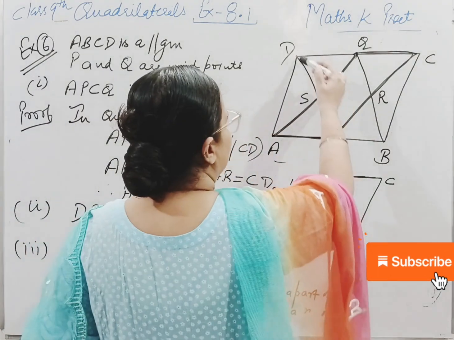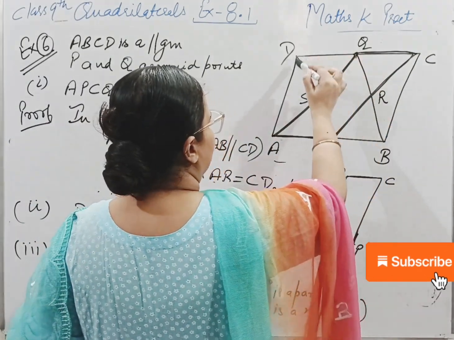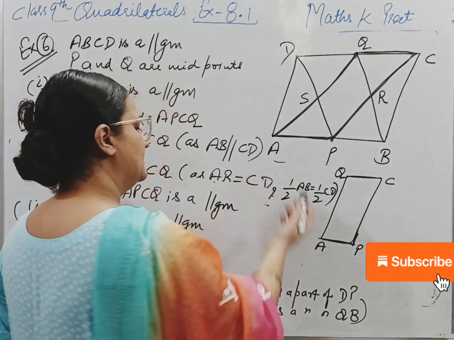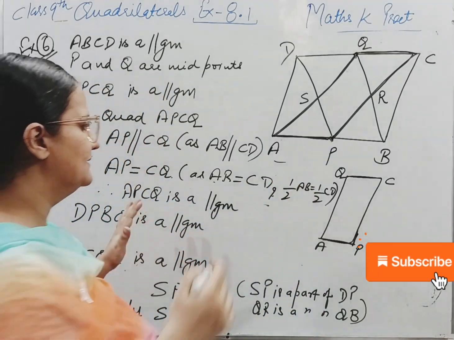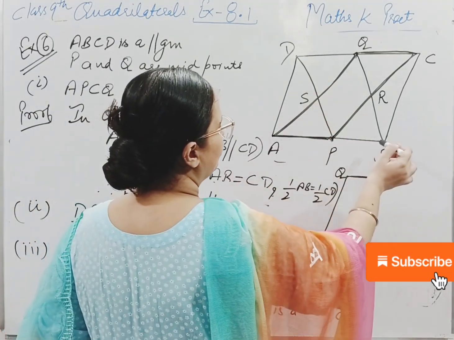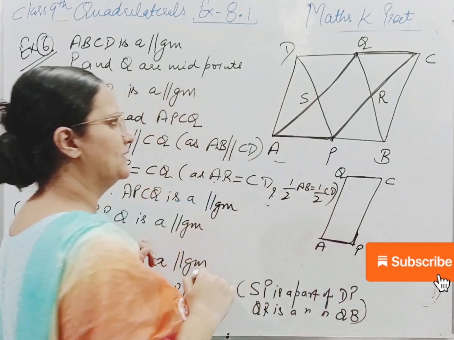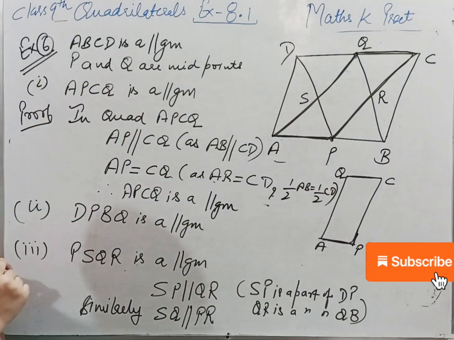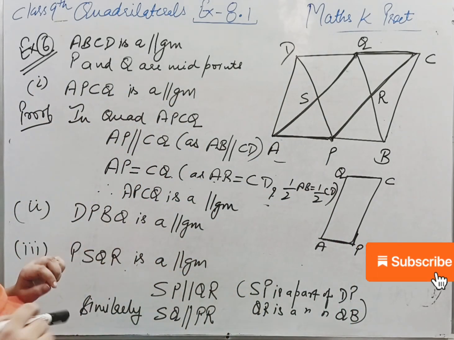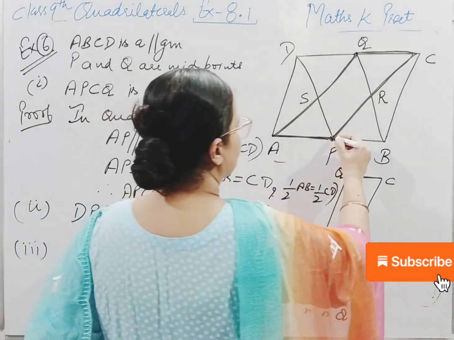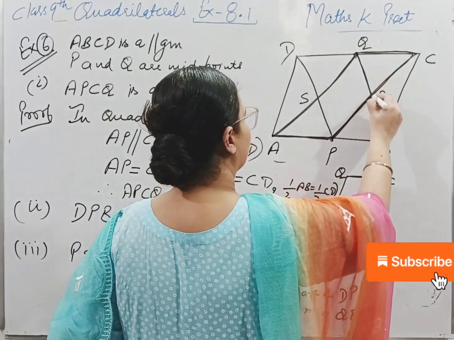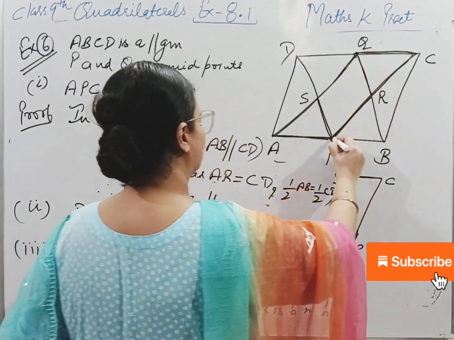The second part is asking us to show that DPBQ is forming a parallelogram. In a similar way, we will proceed. We can show that DPBQ is forming a parallelogram. Fine. The third part is asking, PSQR is a parallelogram. This is forming a parallelogram. This I have to show.